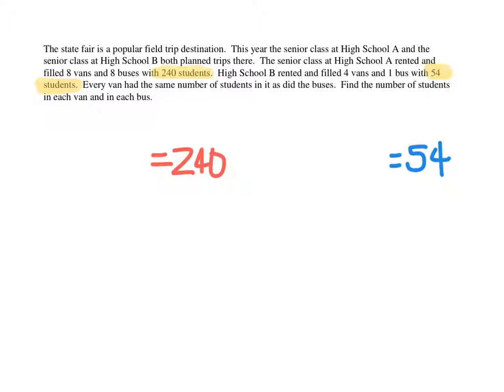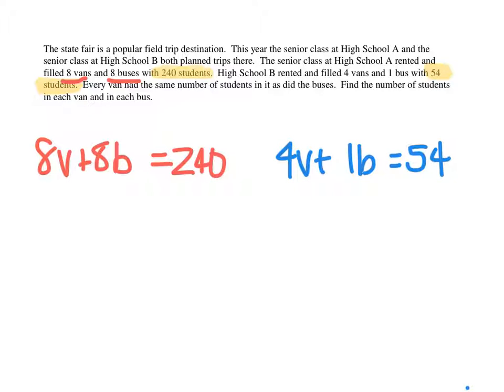So let's figure out what equaled 240. Well, it said the senior class at High School A rented 8 vans and 8 buses. So we would say that 8V plus 8B equals 240. And then High School B rented and filled 4 vans with 1 bus, so that's 4V plus 1B is going to equal 54. So in order to solve these, we're going to graph them, but to do that, I need to get these to be X and Y.